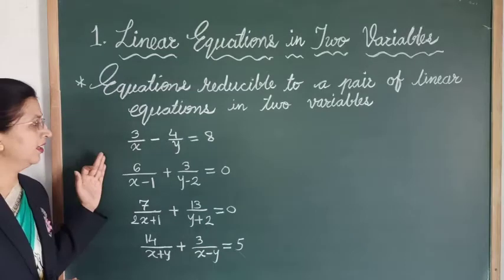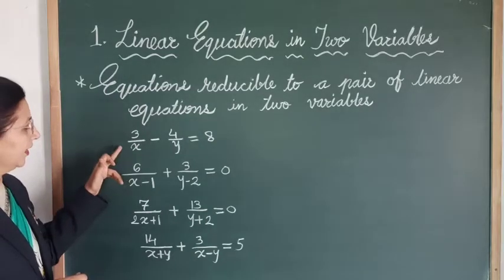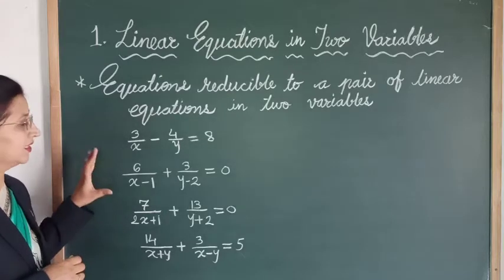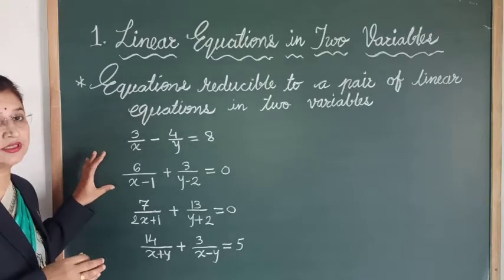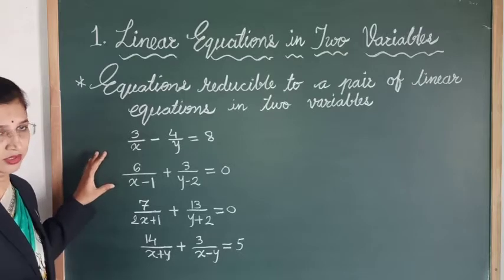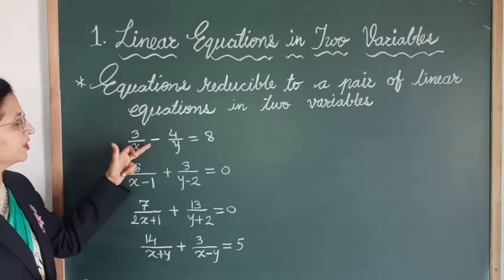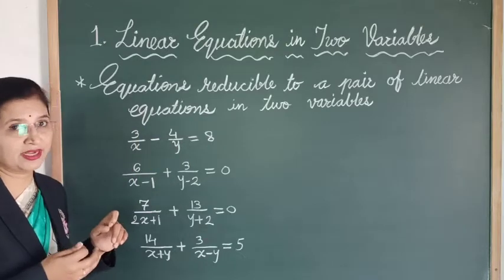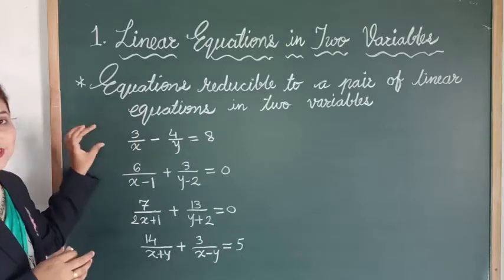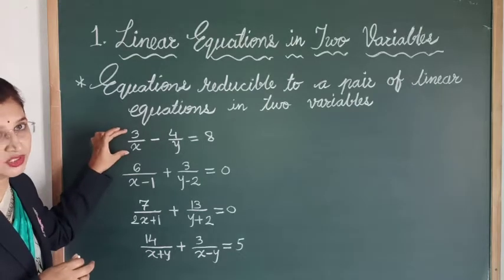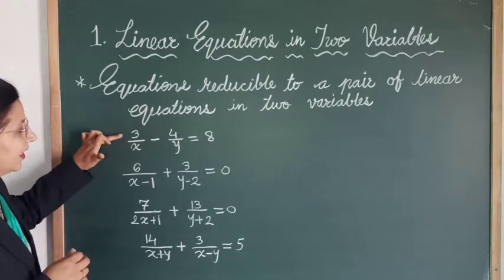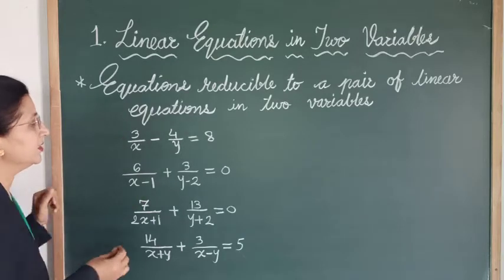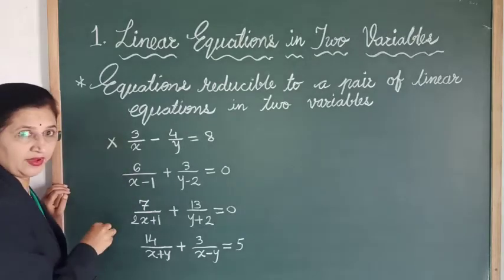You can see here equations are there and each equation has two variables. So let's find out whether these equations are linear equations in two variables or not. Here, 3 upon x minus 4 upon y is equal to x. Is it a linear equation in two variables? Dear students, this is not a linear equation in two variables, because as we take this to the numerator, its index will be negative. So this is not a linear equation in two variables.